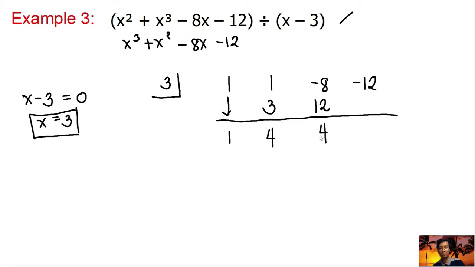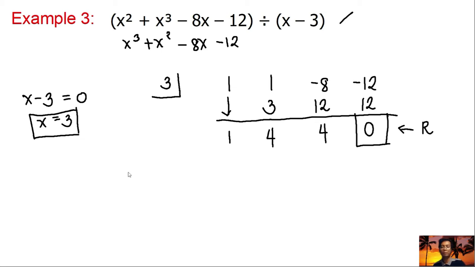Last step, 4 times 3. That is equal to 12. Then add. Negative 12 plus 12. Of course, that's equal to 0. The last number is 0. And that is our remainder.